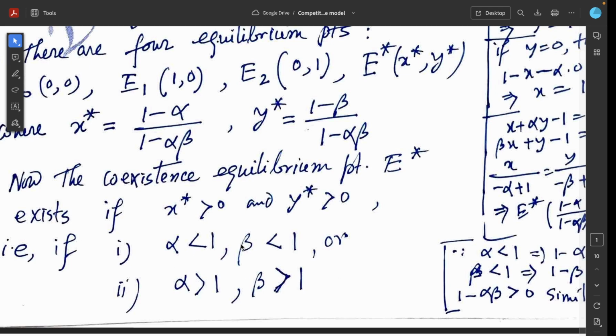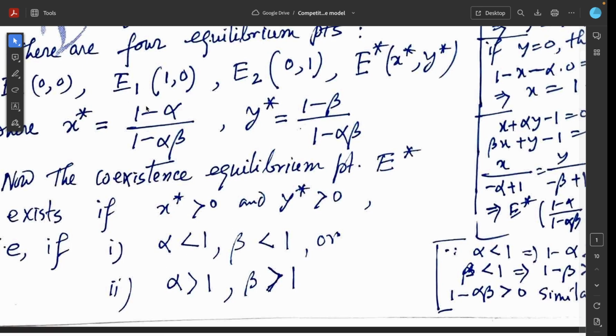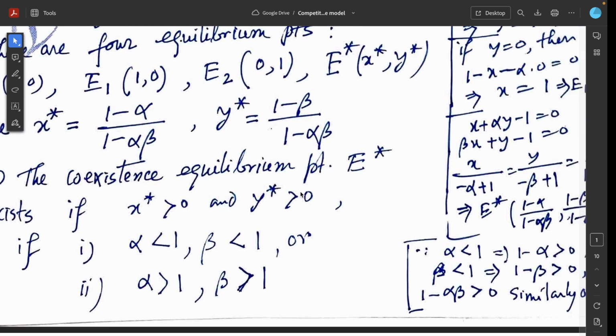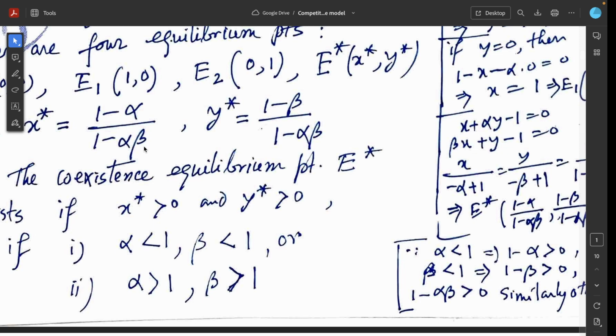Because when alpha is less than 1, 1 - alpha is positive, and beta is less than 1, so 1 - beta is also positive, and obviously 1 - alpha beta is also positive, so x star is positive and y star is also positive. If alpha is greater than 1 and beta is greater than 1, then 1 - alpha is negative and 1 - beta is negative, and 1 - alpha beta is obviously negative, so negative by negative is positive, and x star is also positive.